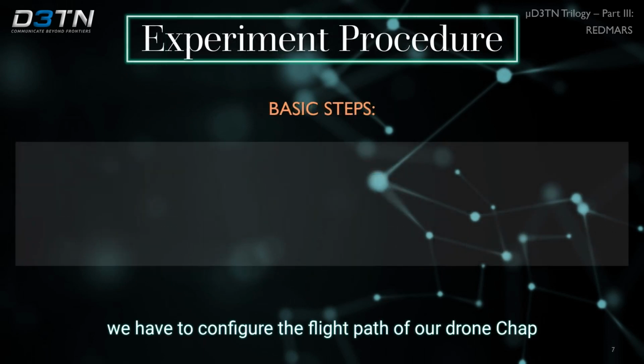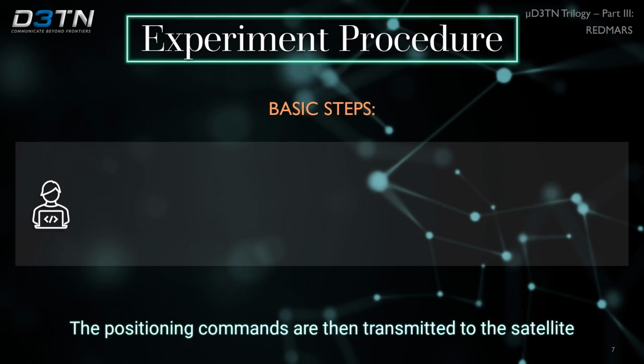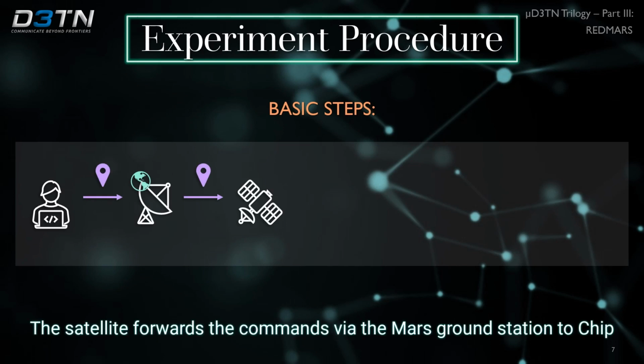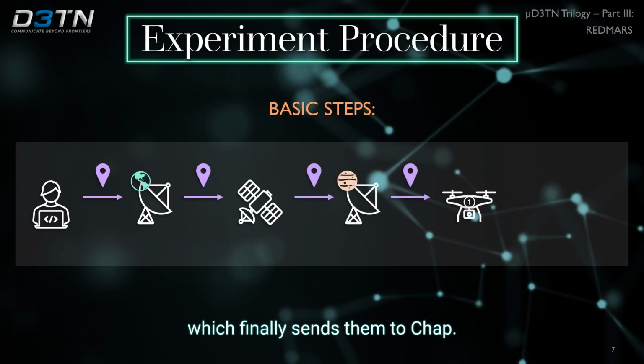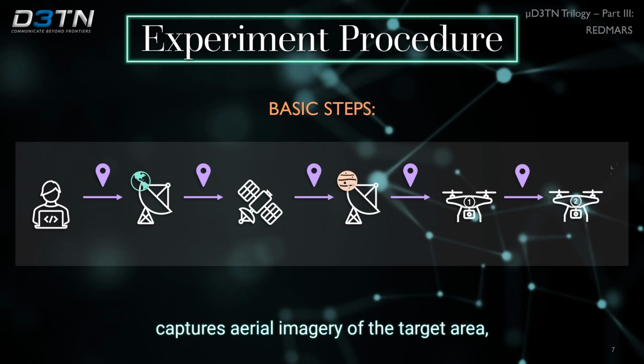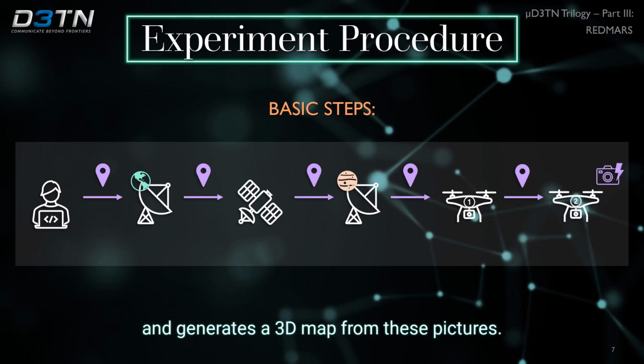In the first step, we have to configure the flight path of our drone Chap in ground control software. The positioning commands are then transmitted to the satellite via the Earth ground station. The satellite forwards the commands via the Mars ground station to Chip, which finally sends them to Chap. Chap then follows the set path, captures aerial imagery of the target area, and generates a 3D map from these pictures.